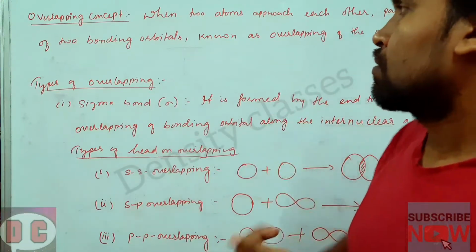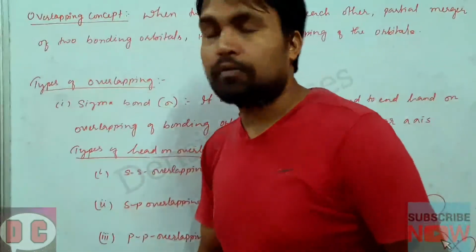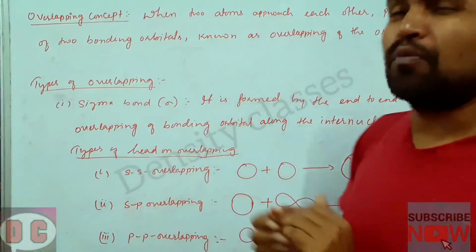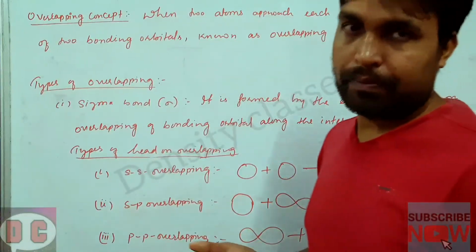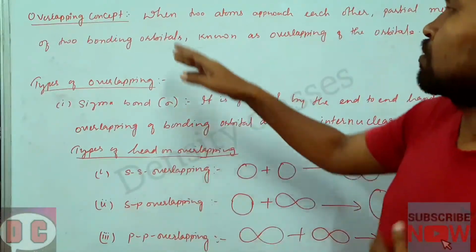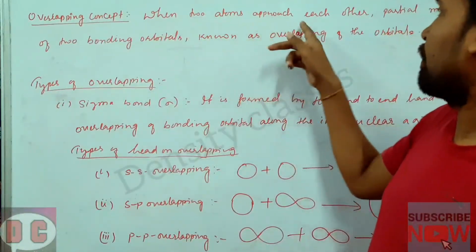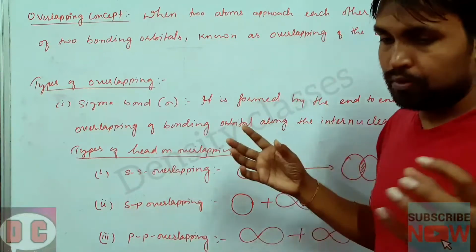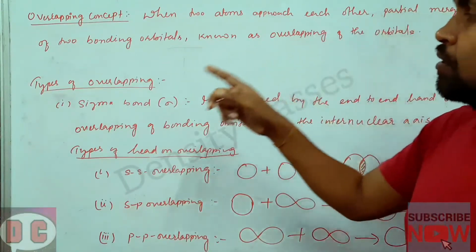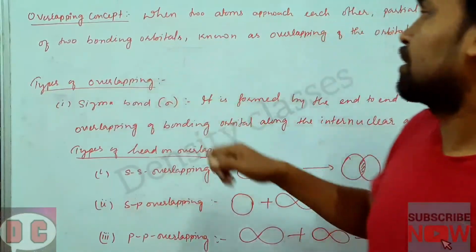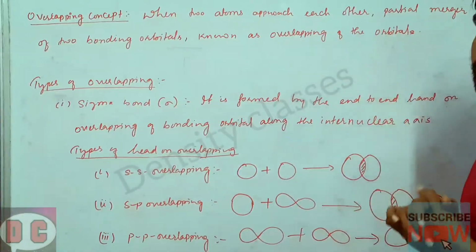So the first topic we are going to discuss today is overlapping. What is the concept of overlapping? What does it mean? Basically, when two atoms are approaching each other, the partial merger of two bonding orbitals is known as overlapping of the orbitals.